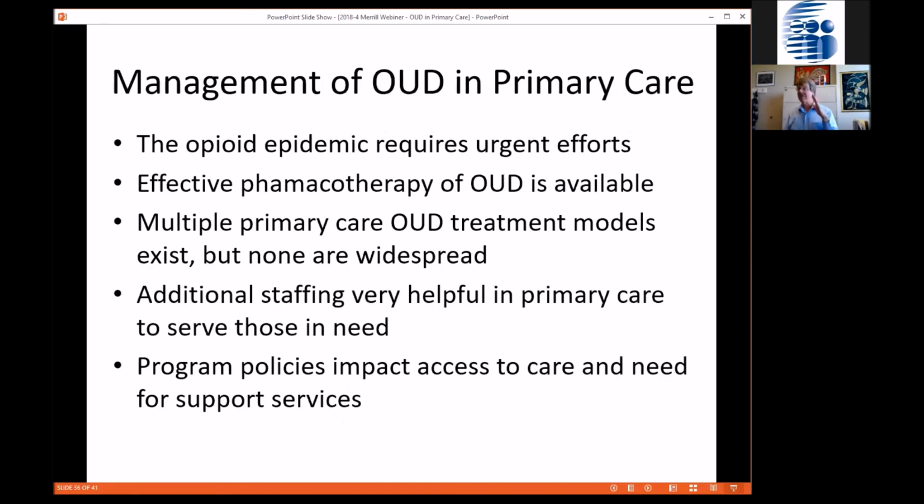So this is just a summary slide of what I've been talking about, management of opioid use disorder in primary care. The epidemic is urgent. It requires a lot of effort. Effective pharmacotherapy for opioid use disorder is available. There are a bunch of models out there for opioid use disorder treatment within primary care. None of them have caught on for sure, and really all have to be adapted to local circumstances. Additional staffing, I will say this, we do know additional staffing is really helpful in the primary care setting if you're going to try and serve a lot of patients, and that's what's necessary. And then program policies impact access to care, also the need for support services.